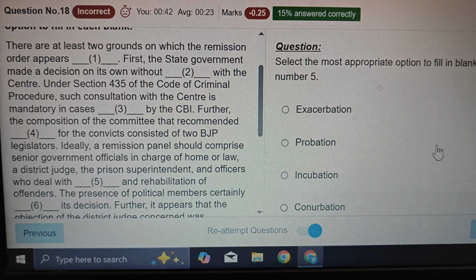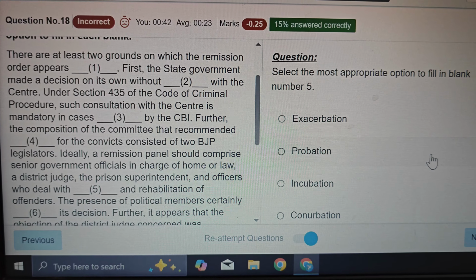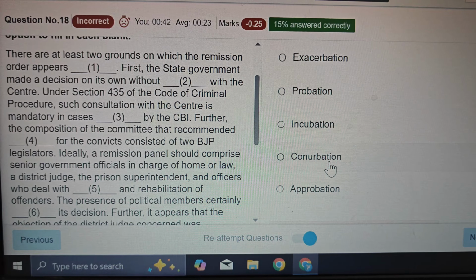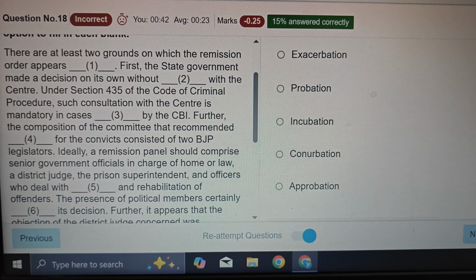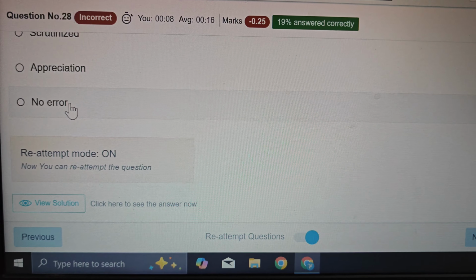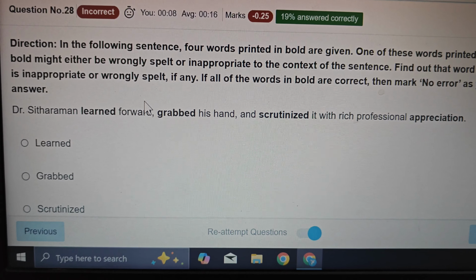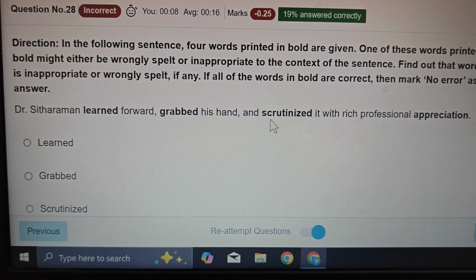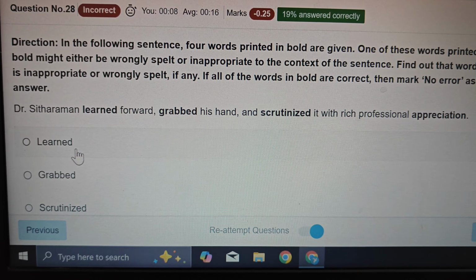Then the 18th one, this is also the same mistake, not knowing the meaning of the vocabulary words. Here I was not sure about the meaning of conurbation, approbation, and so on. Okay, then the 20th question. Here I read it as "leaned" only, but I marked that no error was there, that the sentence is free from error, because I saw the words grabbed, scrutinized and appreciation, so I thought it was correct. But I didn't observe that it was "learned", and I made a mistake.